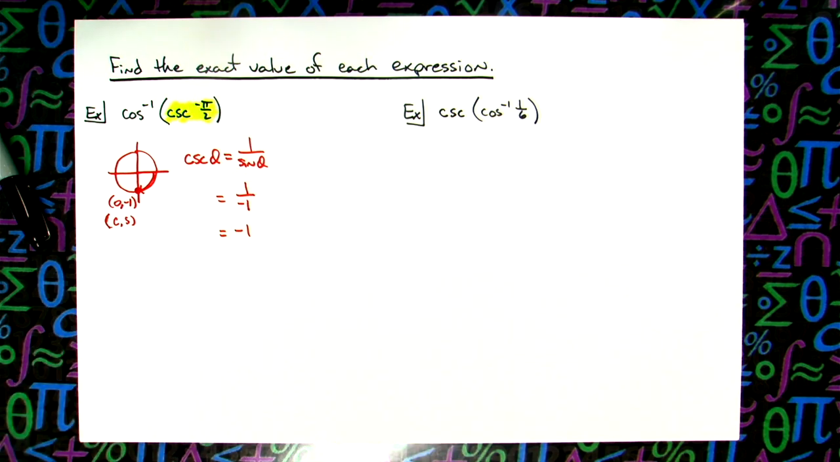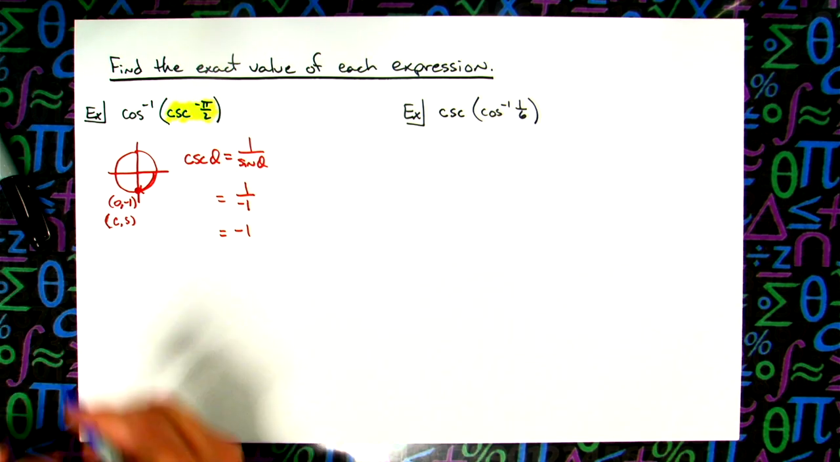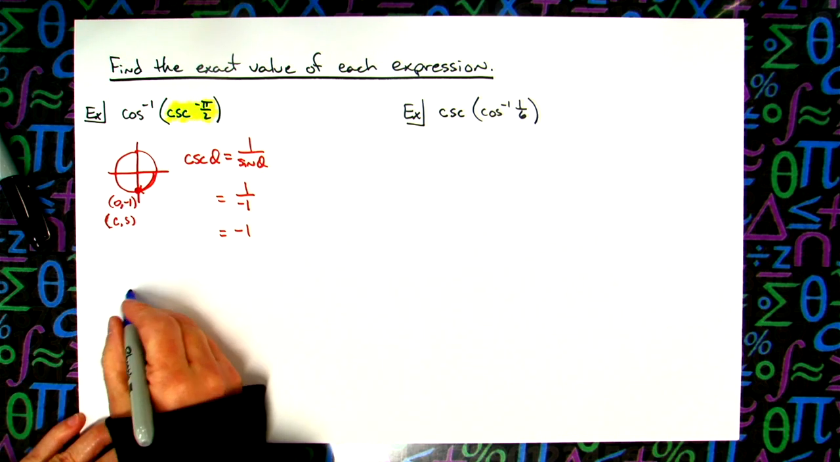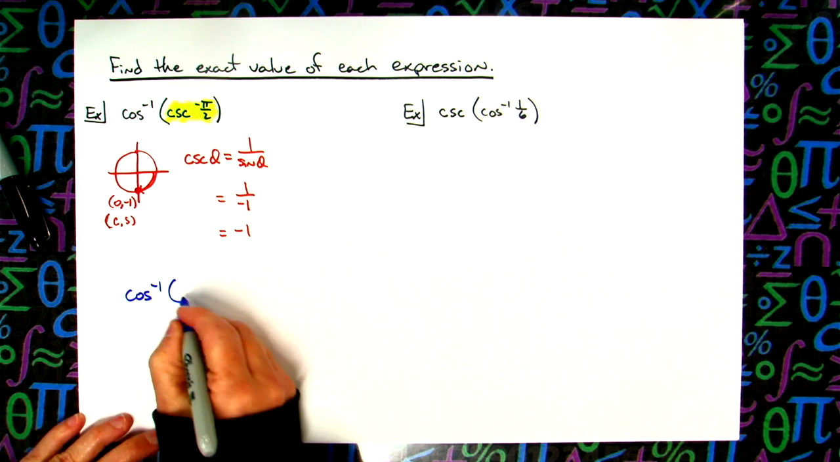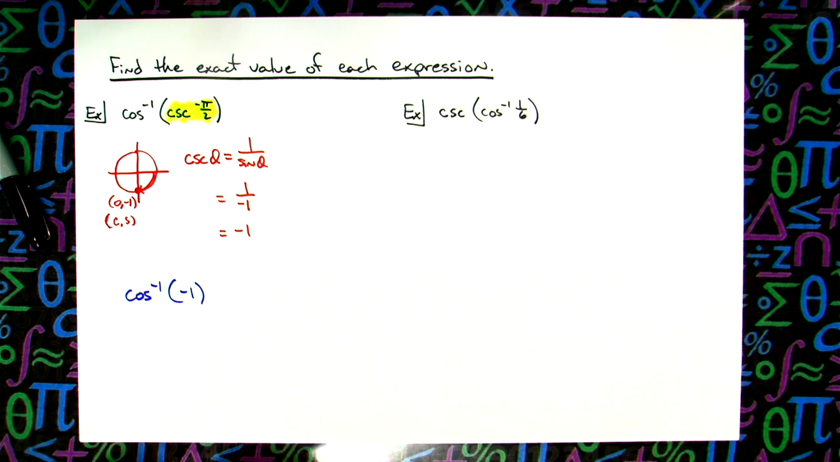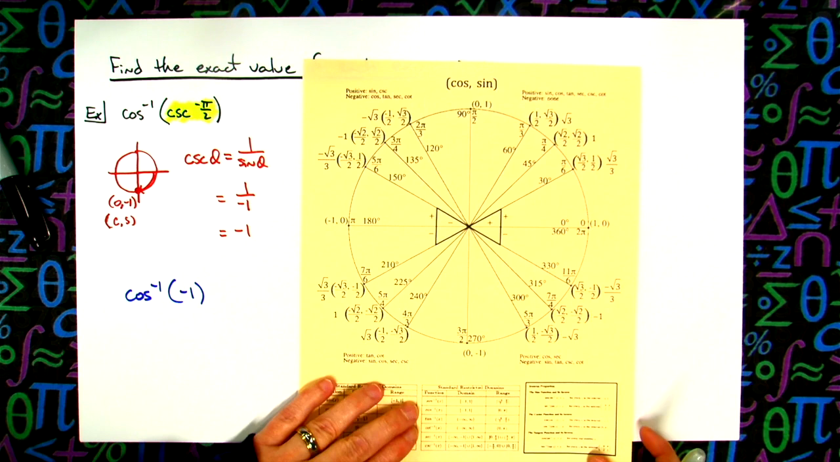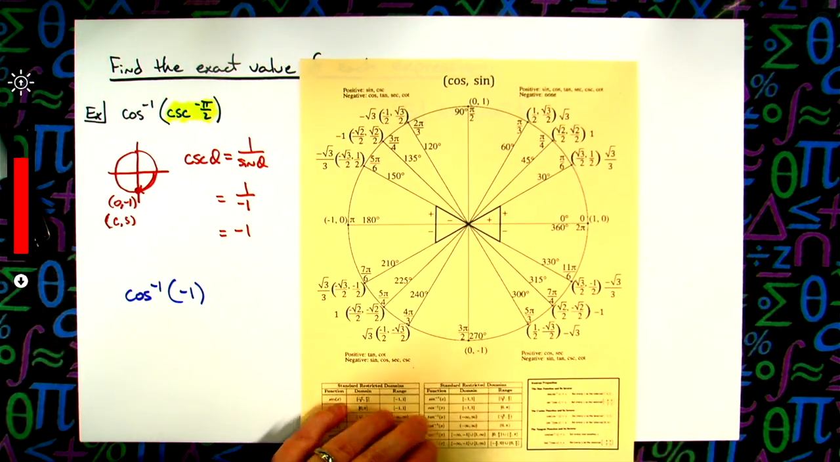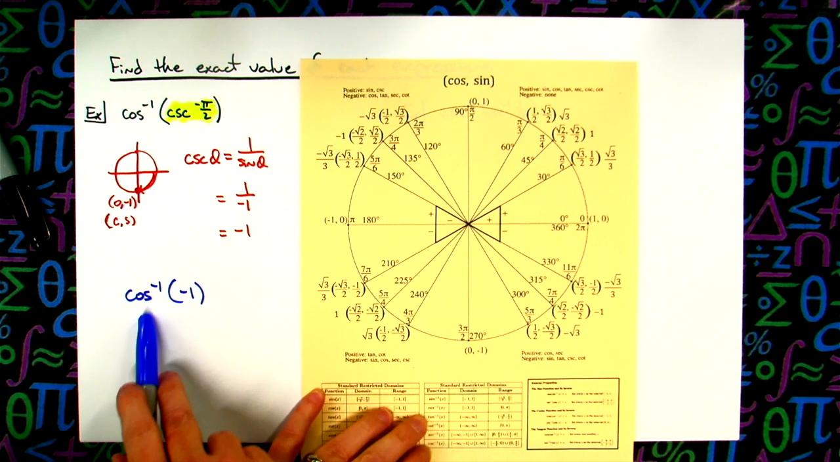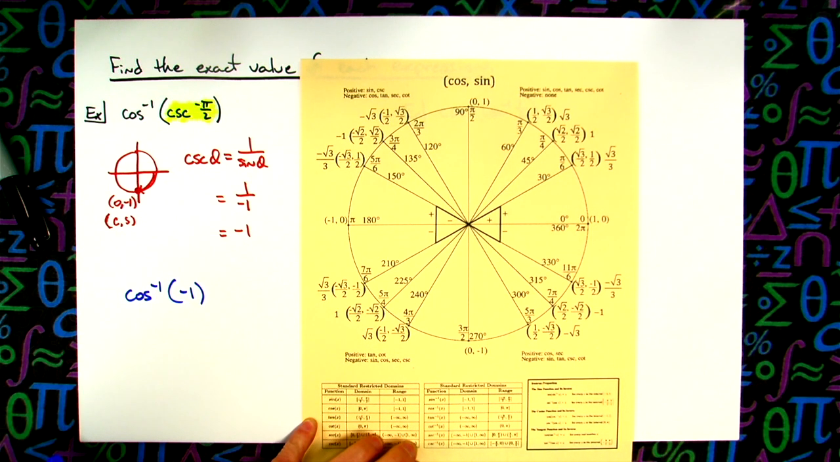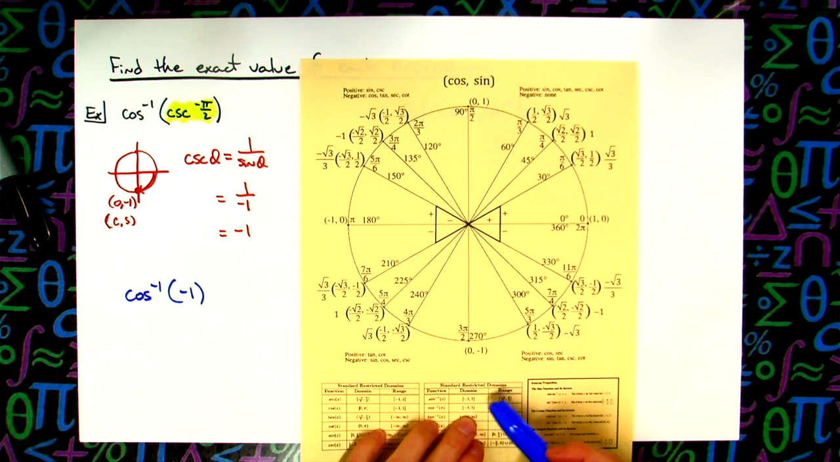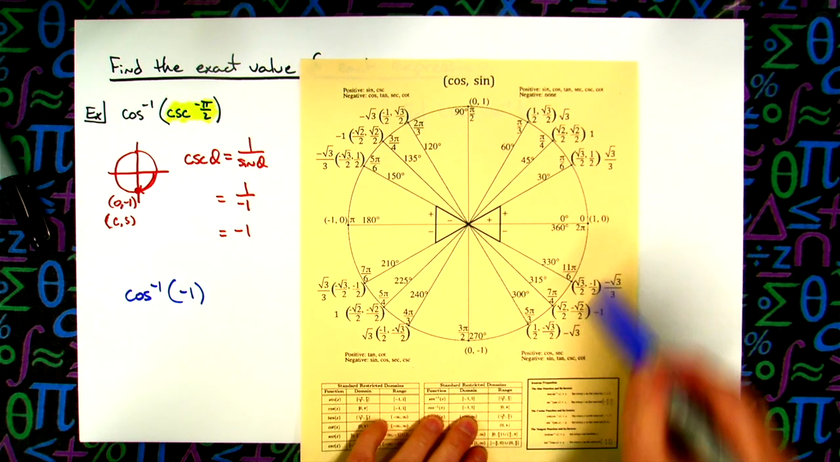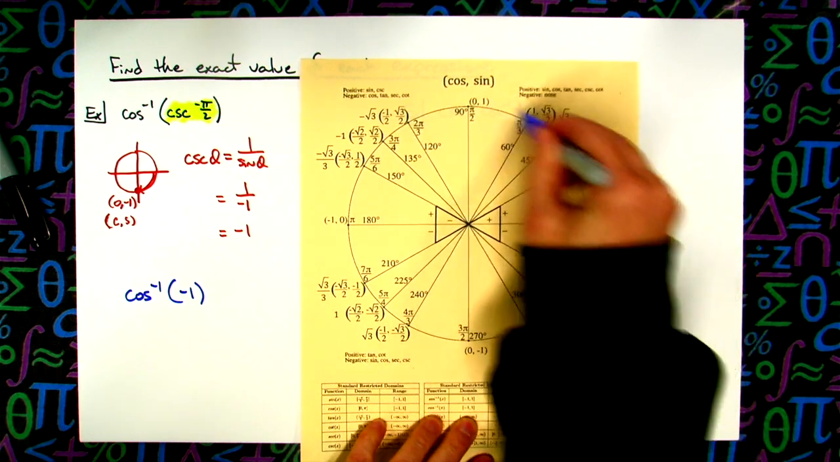Now what I've got to do is find the inverse cosine of negative 1. To do this, I am going to take a look at my unit circle. So we'll pull out a unit circle, maybe darken the screen a little bit so that it shows up better. Now, the range of cosine is in between negative 1 and 1, so my restriction on the inverse cosine function is in between these two.